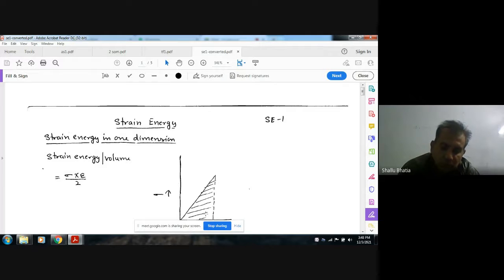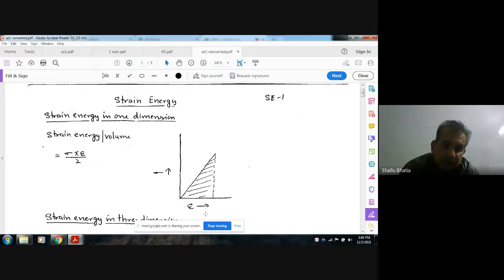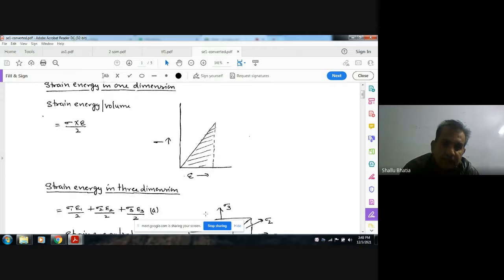According to that, the strain energy per unit volume is given by the area under the stress strain curve. Up to the elastic limit it is called resilience and up to fracture it is called toughness. Up to the elastic limit the strain energy per unit volume is this area, so this is sigma into epsilon 1 by 2. This is the strain energy per unit volume in one dimension.